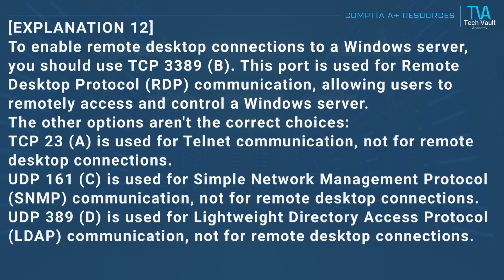TCP 23, A, is used for Telnet communication, not for remote desktop connections. UDP 161, C, is used for Simple Network Management Protocol, SNMP communication, not for remote desktop connections. UDP 389, D, is used for Lightweight Directory Access Protocol, LDAP communication, not for remote desktop connections.